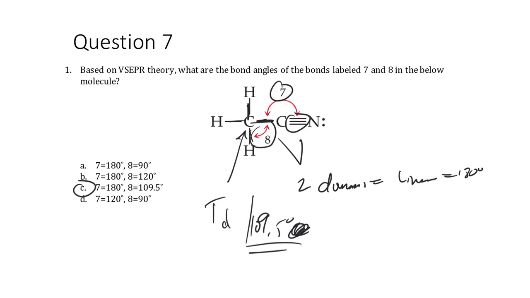Let me also point out here, 8 looks 90, but that's just in our flat Lewis structure. The real structure is going to look something like this. So our real structure looks more like this. So the three-dimensional shape doesn't necessarily take on the two-dimensional shape we sketched that Lewis structure with.